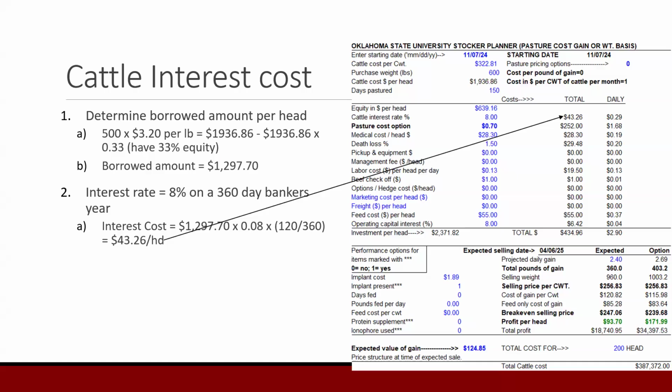Okay. Next, we need to apply the interest rate. Okay. So we have 8% interest on a 360-day banker's year. So the amount of dollars borrowed times 0.08 times days that we owned them, which should be 150, divided by 360. We didn't own them for a full year. Okay. So that is equal to $43.26.